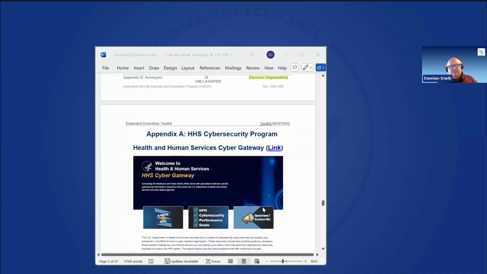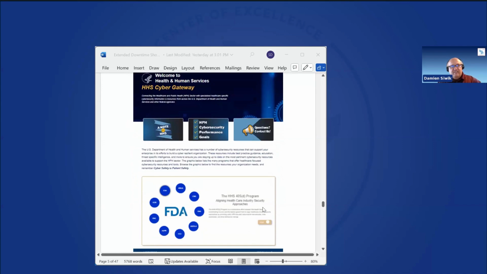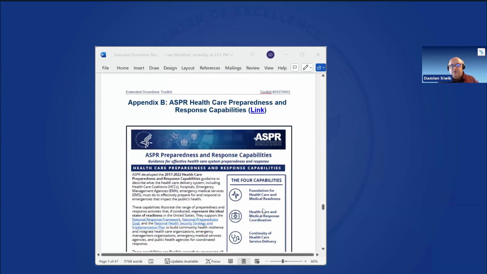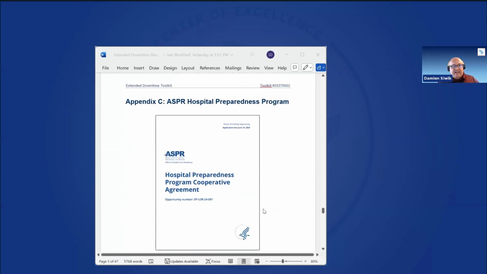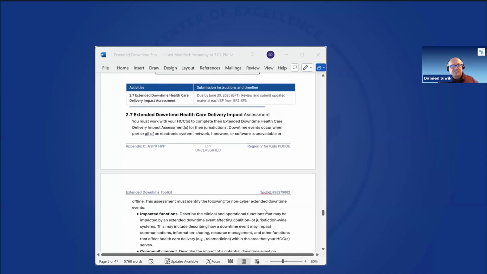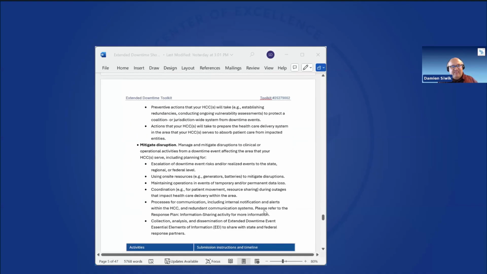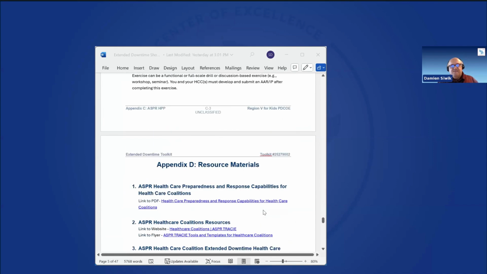This is the Health and Human Services Cybersecurity Program, a little bit of information and a link to their source, with the idea that extended downtime sort of falls under the auspices of Health and Human Services Cybersecurity Policy. Those ASPR Healthcare Preparedness and Response Capabilities. The ASPR Hospital Preparedness Program, once again, this is not the full document. We identified and called out those 3 sections related specifically to extended downtime for the assessment, the plan, and the tabletop, just so toolkit users could have those handy and available.